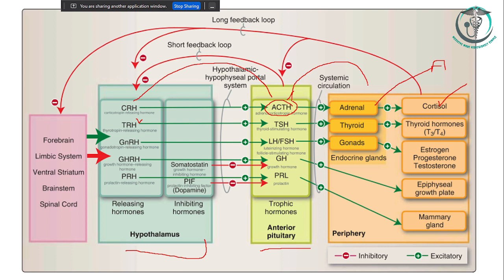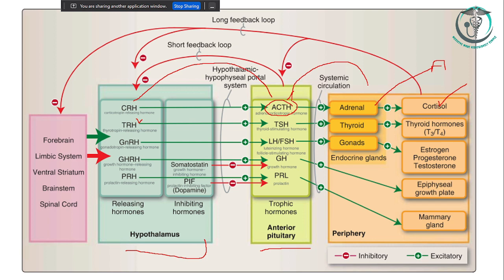Then prolactin is the one that causes the production of milk. So for a woman to be able to produce milk, it is prolactin. Don't confuse prolactin and oxytocin. We said secretion of milk, for milk to be able to come out from the breast, it is oxytocin. But production of that milk is prolactin. And prolactin is synthesized by the anterior pituitary gland.